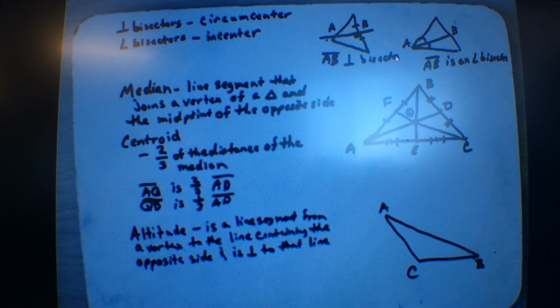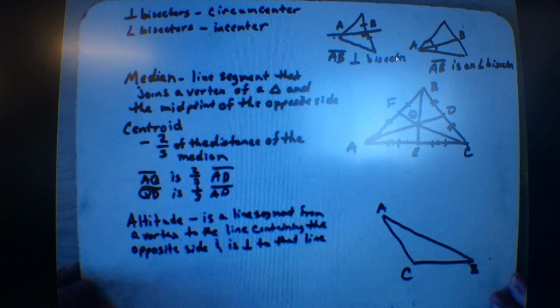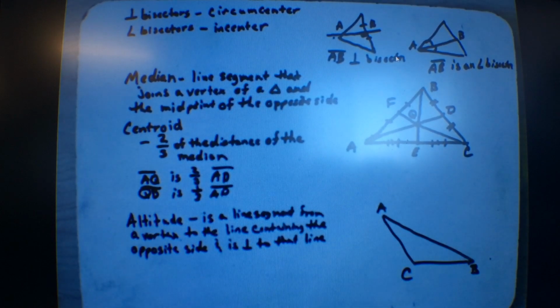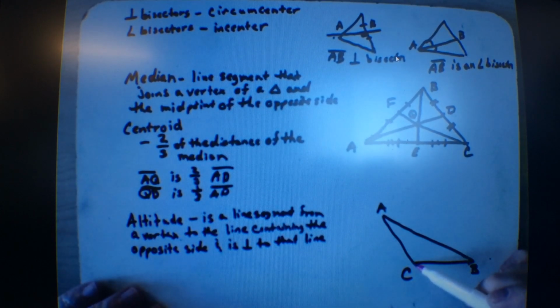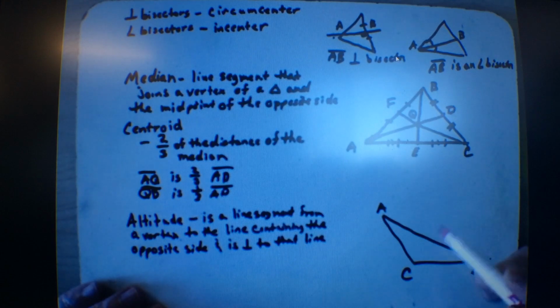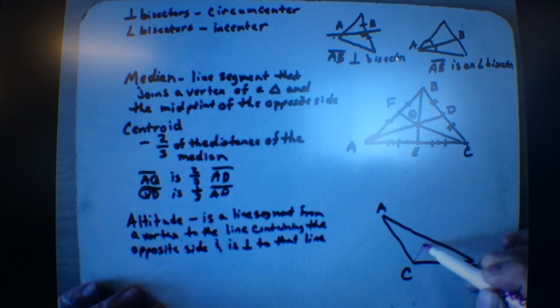Okay, I'm going to talk about the altitude. I'm going to draw the altitude from C because it's the easiest to draw right now. What we're going to do is draw the altitude from C to this side, and so it's perpendicular, so it looks like this.